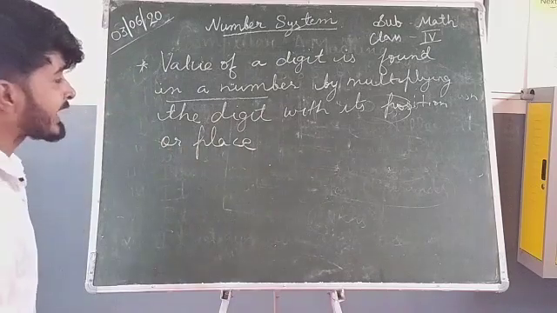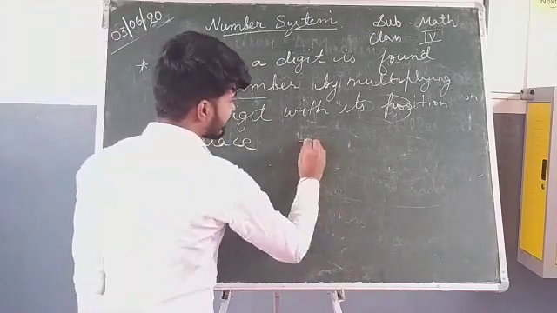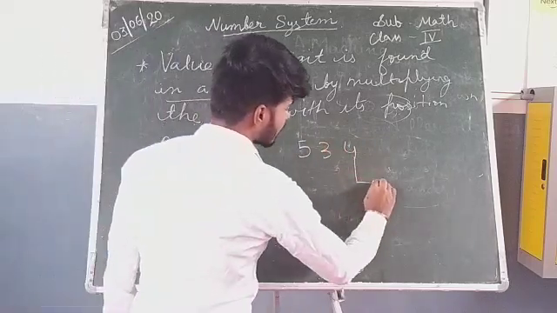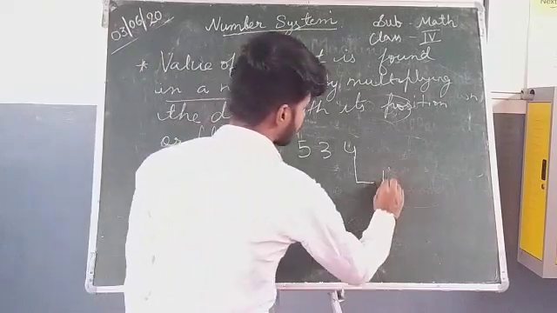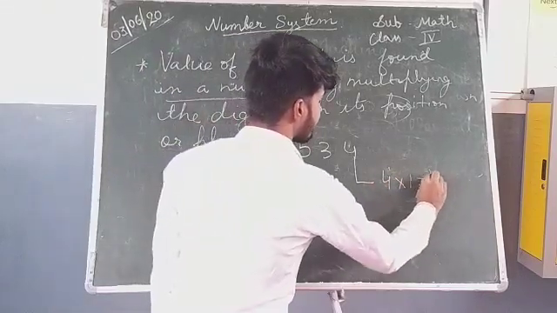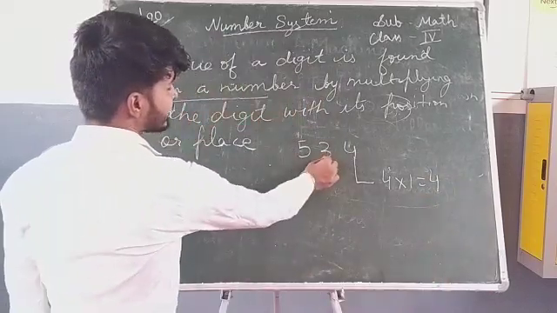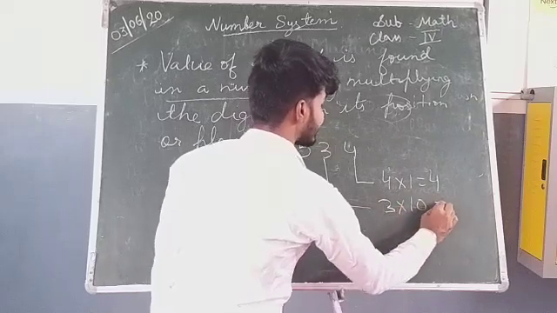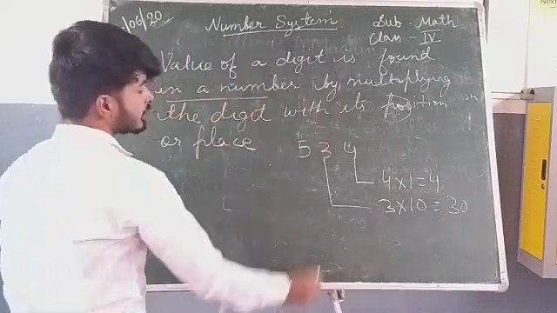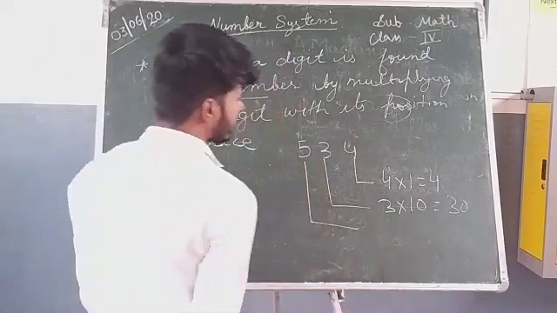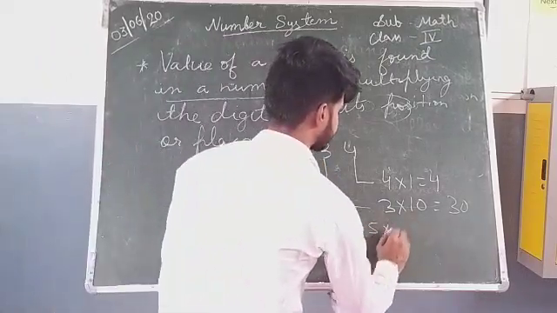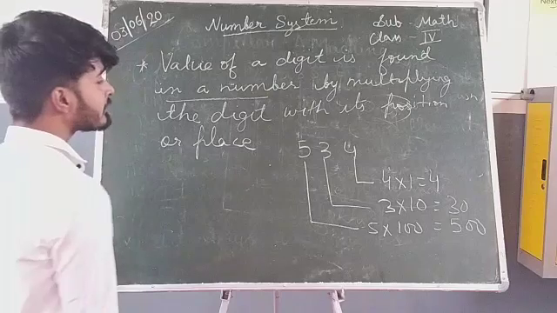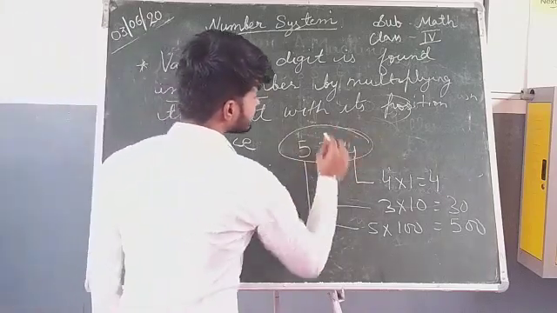Now suppose we take a 3-digit number 5, 3, 4. So what is its place? 4 is in ones place, so we will multiply it with 1. 4 into 1, that is 4. Now 3 is in tens place, so we will multiply it with 10. That is 3 into 10, that is 30. Now 5 is in the hundreds place, so we will multiply it with 100. That is 500.